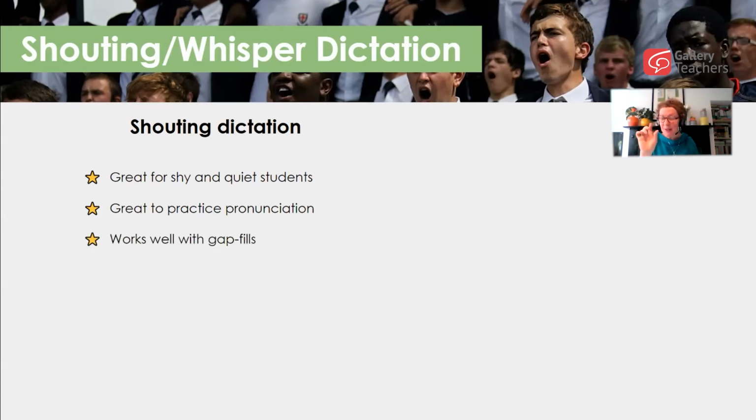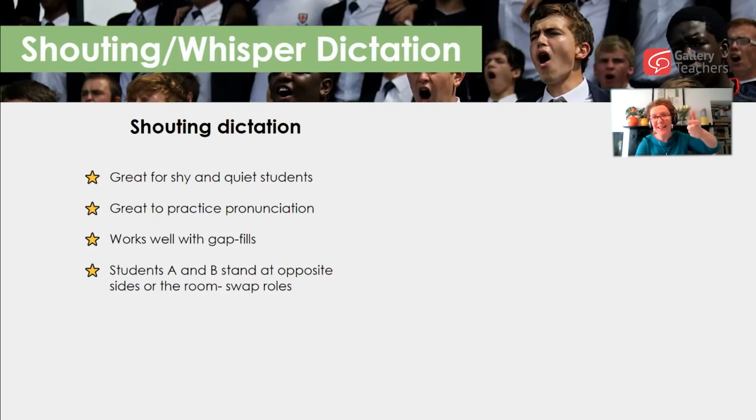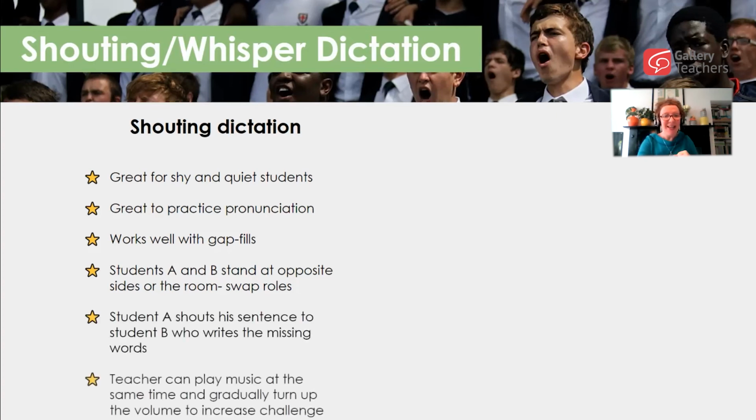Very often you'll find that those work really well for gap fills, and you'll find them at the back of teachers' books where you get all the supplementary material. So if you find an A, B gap fill, you might ask yourself, this could work as a pair dictation, right? The idea is that at some point they'll get to swap roles. And if you think that they're still being too quiet, you can crank up the volume. You can play music and turn it up, up, up until they really have to shout.